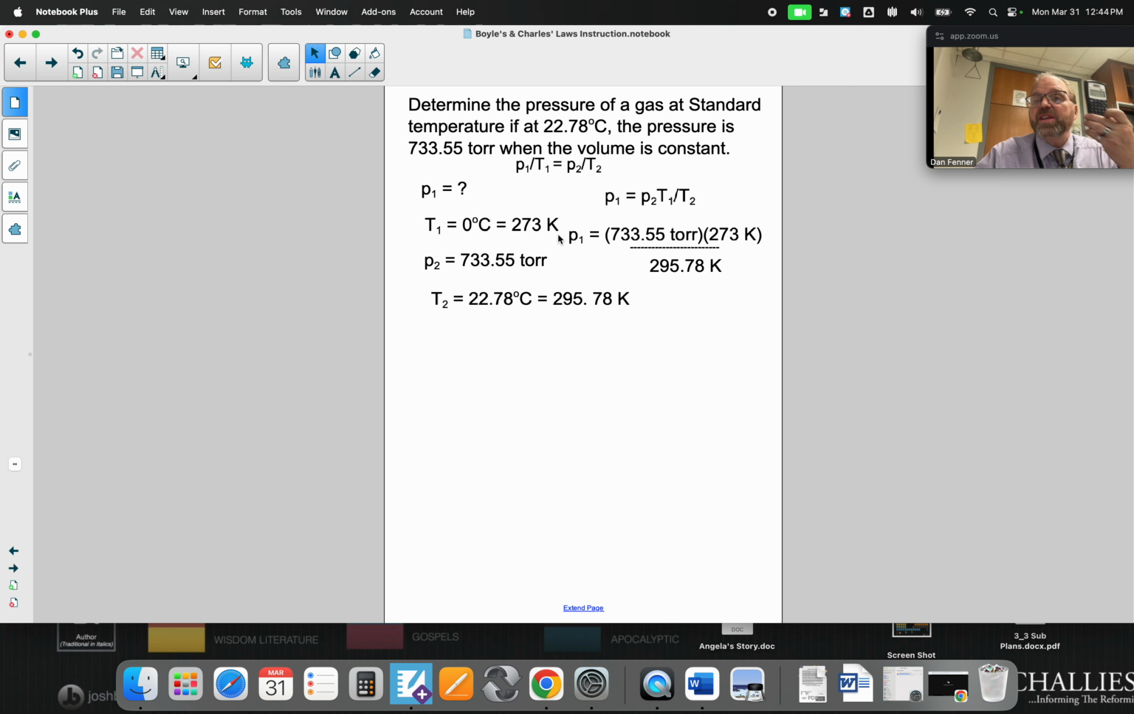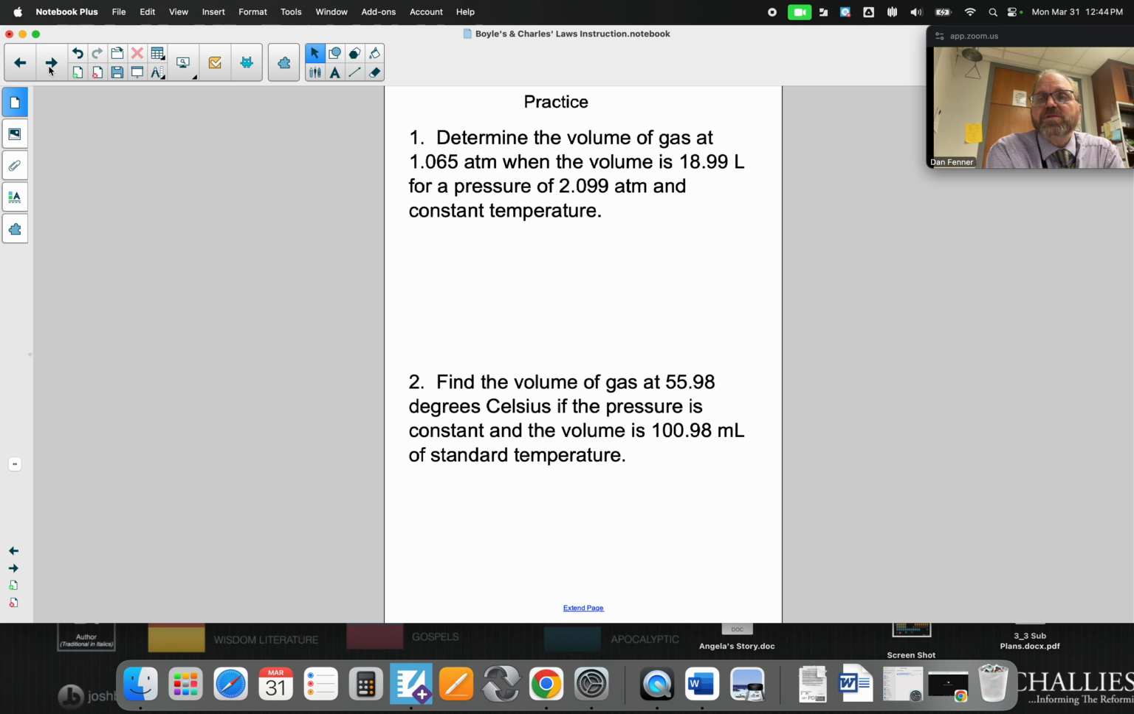Take your handy dandy calculator. Do your parentheses: 733.5 times 273, hit equal, divide by 295.75. Sig figs: 273 is a constant, so therefore it's infinitely significant. So 5 sig figs. Check your answer, should get 677.05 torr.